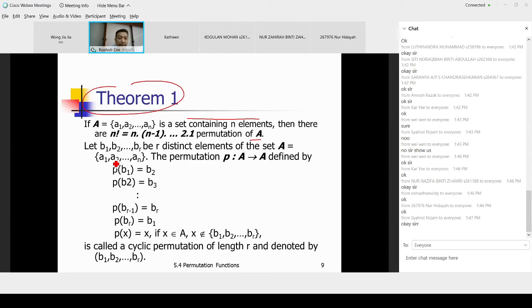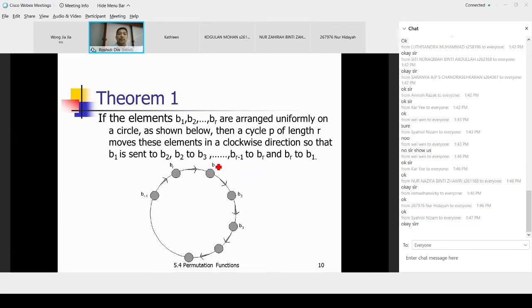It means once we have a permutation b1 equal to b2, b2 equal to b3, and so on. This idea we call a cyclic permutation of length r, where we put b1, b2, b3. What does it mean? Once we have a permutation, we can put it in a cyclic permutation like this: we have 1, 2, 3, 4, 5, 6.